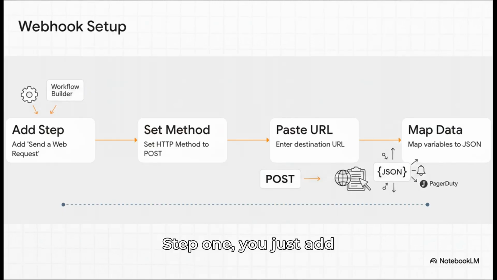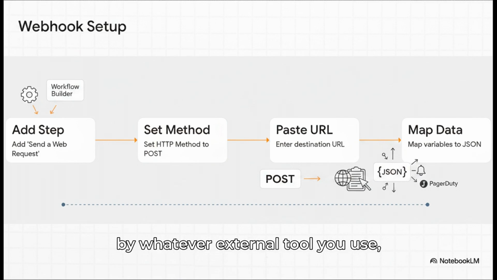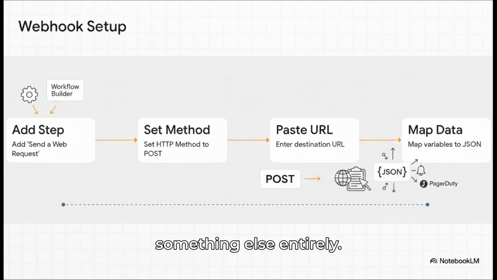Setting this up in the builder is incredibly straightforward. Step 1, you just add the send a web request step to your workflow. Step 2, set your HTTP method to POST. Step 3, paste in the destination URL. This is just the unique web address provided by whatever external tool you use, whether that's Jira, PagerDuty, or something else entirely. And Step 4, map your form variables right into the JSON body.